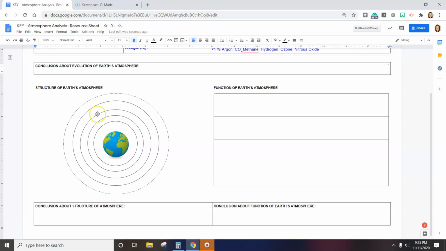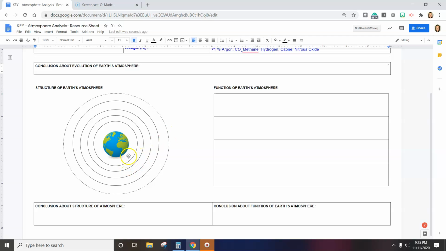All right, on this atmosphere analysis resource sheet that you have, first start off by drawing your rings if they're not already present on your paper. You want to have 5 rings to stand for the 5 layers of our atmosphere. We really are only going to talk about the first 4 layers, so you don't really need that 5th one, but it is great that you know that we now have another 5th layer.